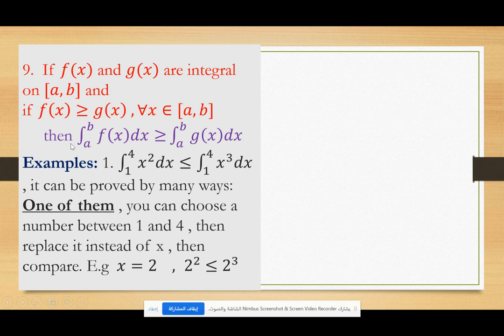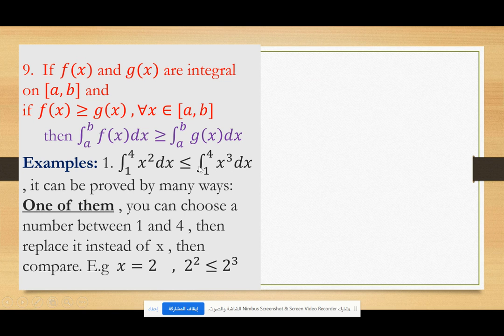Let us see that. Then the integration, which is the area, from a to b of f of x dx will be greater than the integration from a to b of g of x. That makes sense, because if the region of f of x is bigger than the region of g of x, the area of the first function will be bigger than the area of the second function. Example: we can say that the integration from 1 to 4 of x squared dx is smaller than or equal to the integration from 1 to 4 of x cubed dx.